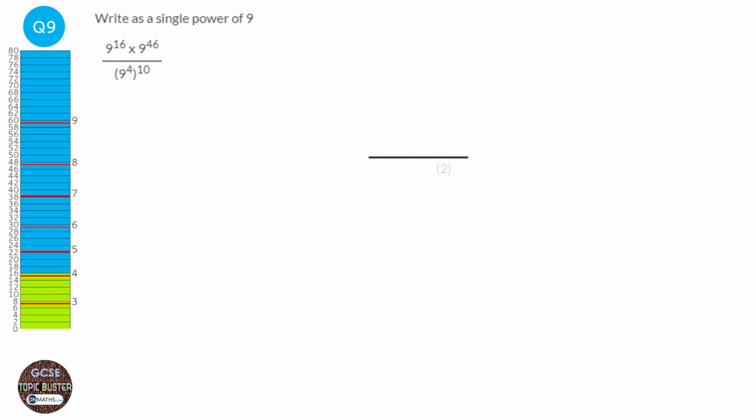We're going to start by looking at the numerator and the denominator separately. So looking at the numerator first, we've got 9 to the power of 16 times 9 to the power of 46.